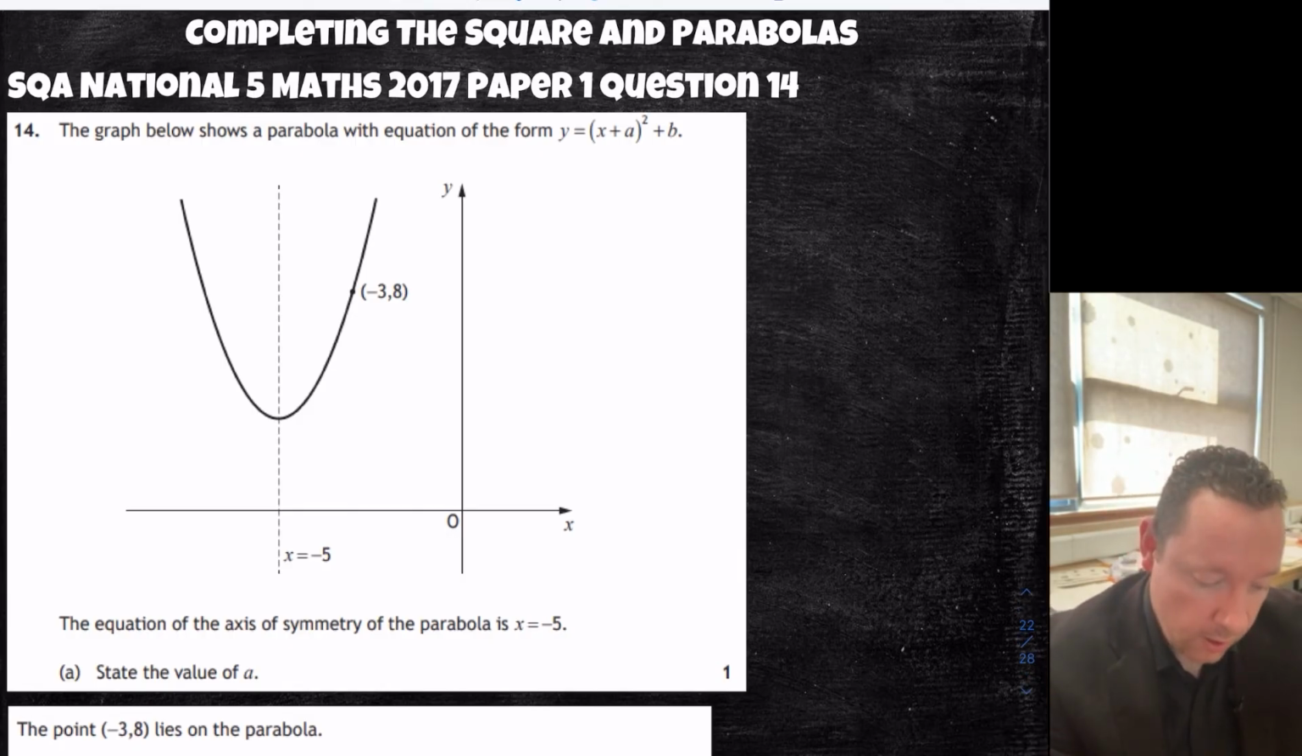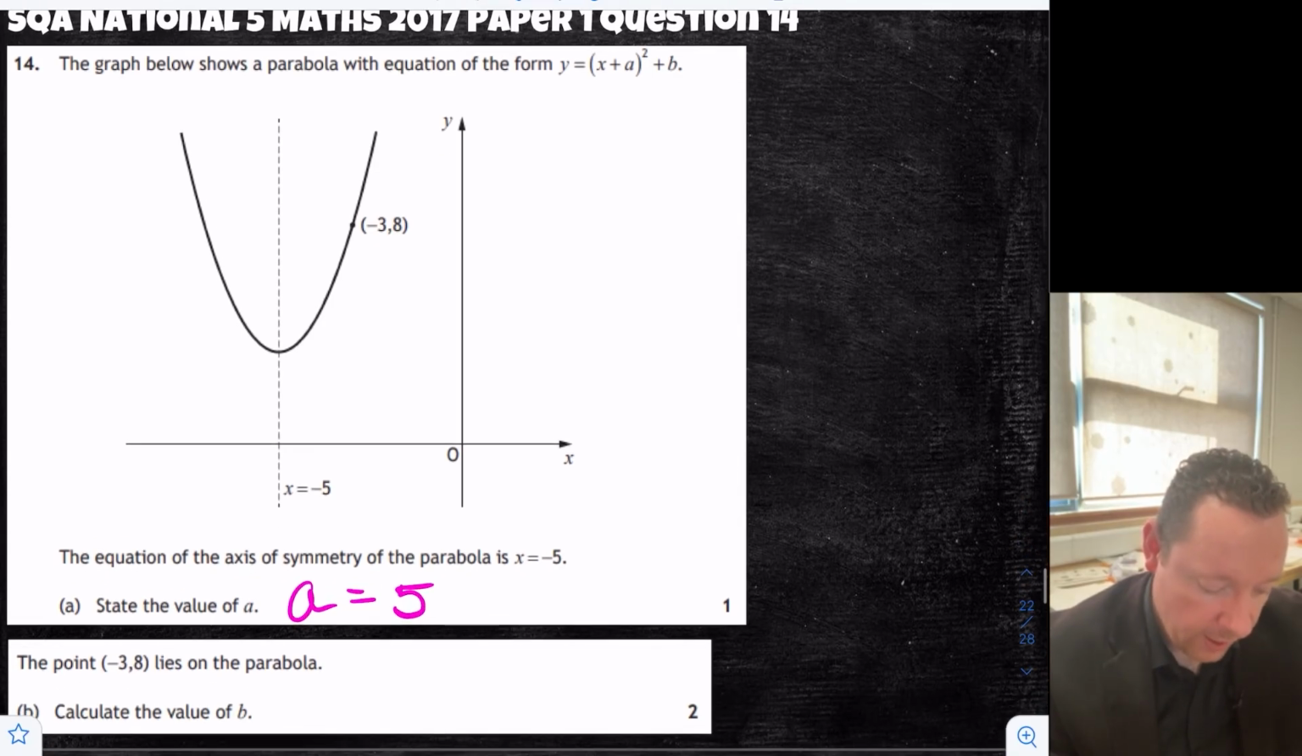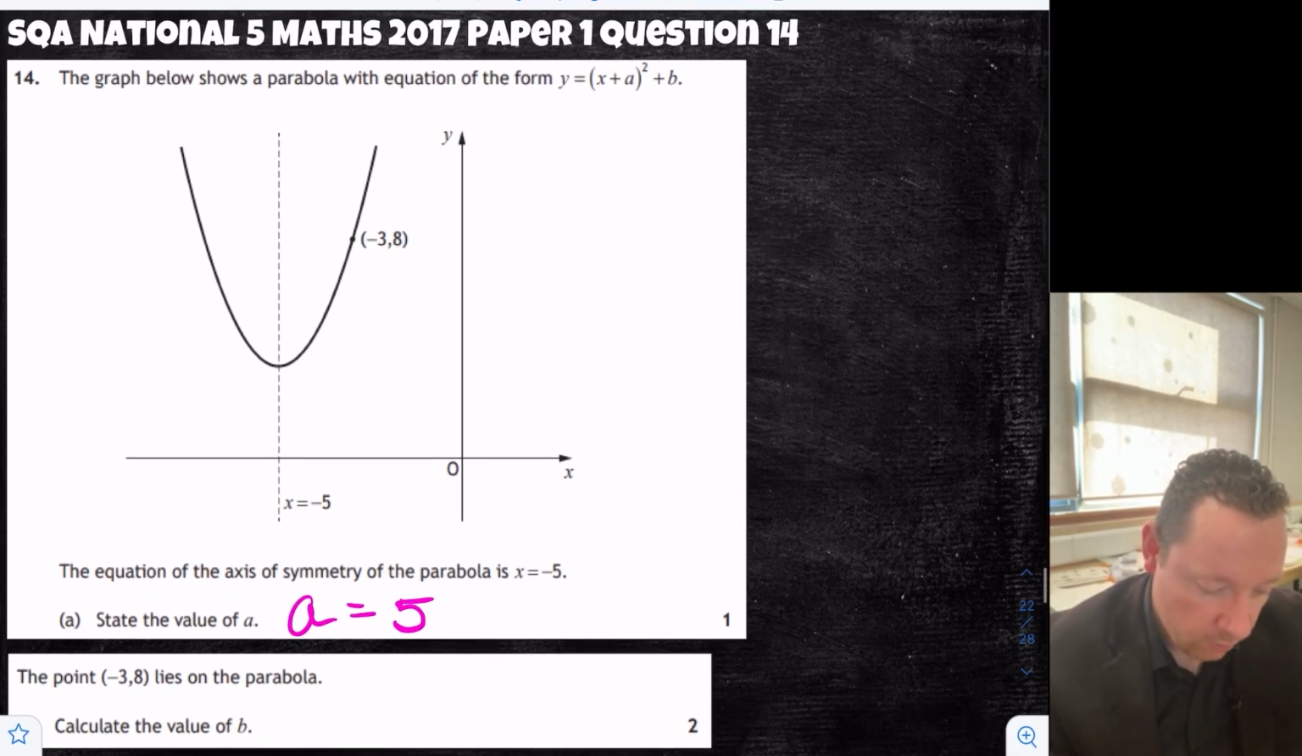Because it's what makes this bracket 0. So it's 5 here. So it's minus 5 plus 5 is 0. So it's just 5. So a equals 5. It now says the point (-3, 8) lies on the parabola. Calculate the value of b.